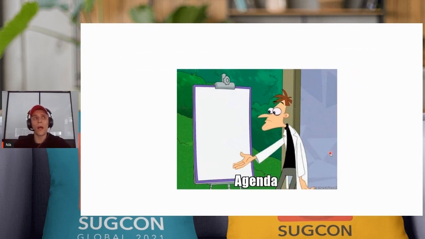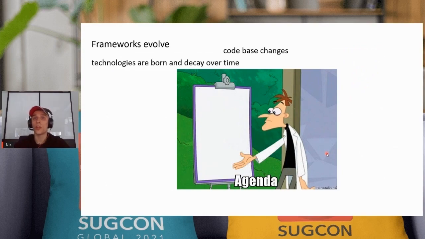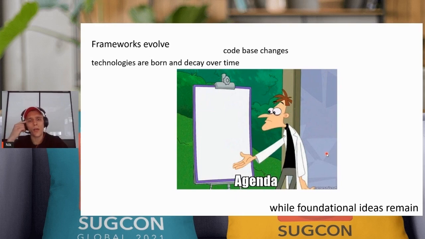So why are we here? Frameworks evolve, code base changes, technologies are born and decay over time. However, the foundational idea remains. We will have an easygoing talk on principles rather than exact implementation details. Some slides will have a lot of text and I would not ask you to read that whole. In case the words I'll be saying shall resonate with you, you can read them in a recorded version.